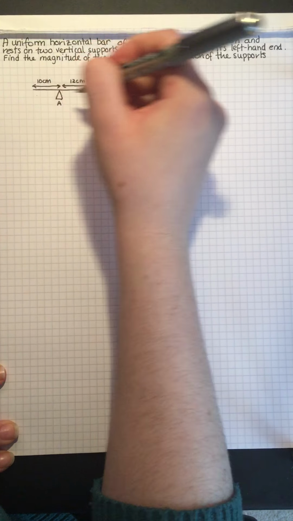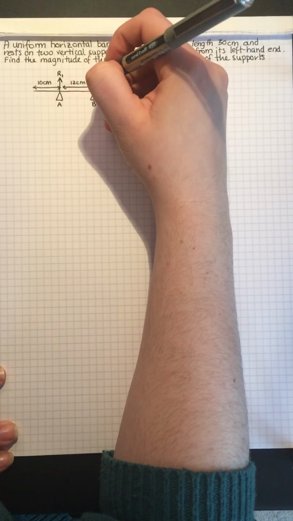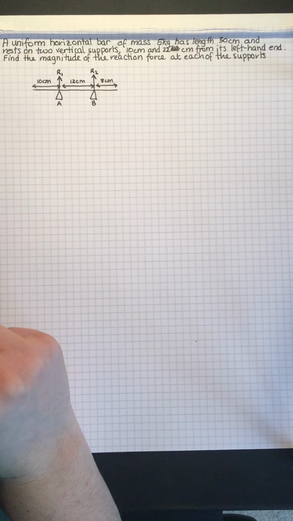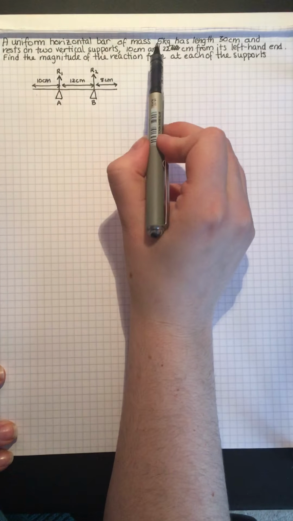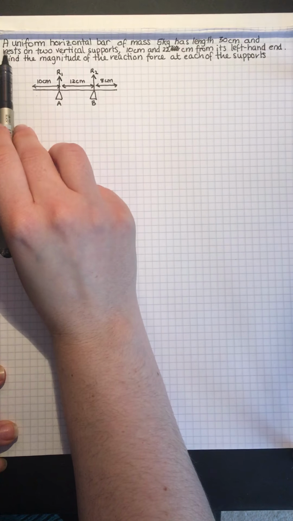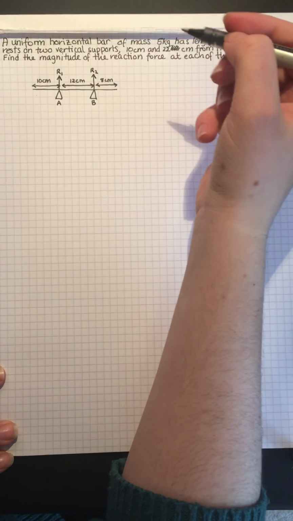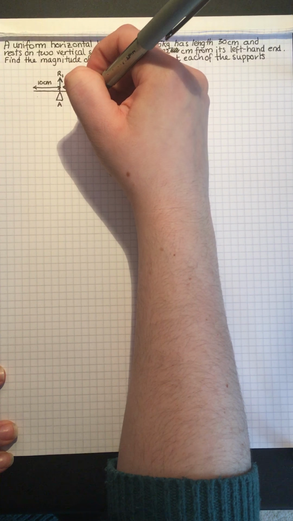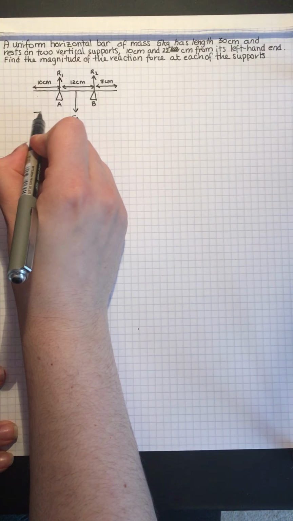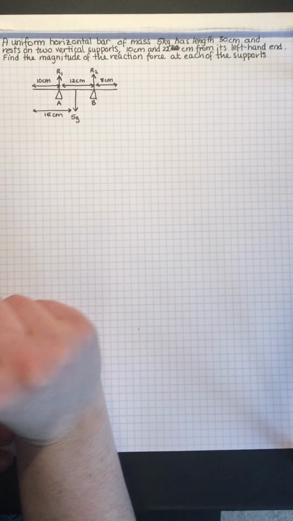Now these two vertical supports are going to mean we've got two reaction forces, so let's name them R1 and R2. And we're also going to have the weight of the bar. Now the mass is 5 kilograms, so the weight will be 5g. Since it tells us it's a uniform bar, the weight will act directly in the middle. So that's going to be somewhere here, and we can label that as 5g. And we know that this is 15 centimeters, because that's halfway along the bar.